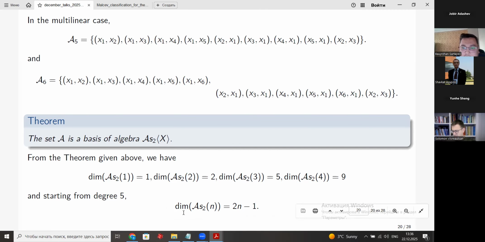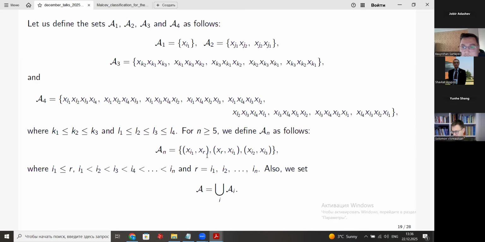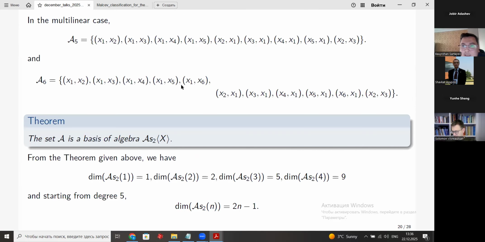Why is this the case? Because starting from degree 5, in each degree we just add new elements. In degree 5 there were 9 monomials, 9 elements, and in each degree we just add a new pair. If we add a new generator x6, we just add 2 new elements: x1x6 and x6x1. And in the next consecutive degrees, we just add 2 new elements each time to obtain the basis of this algebra.